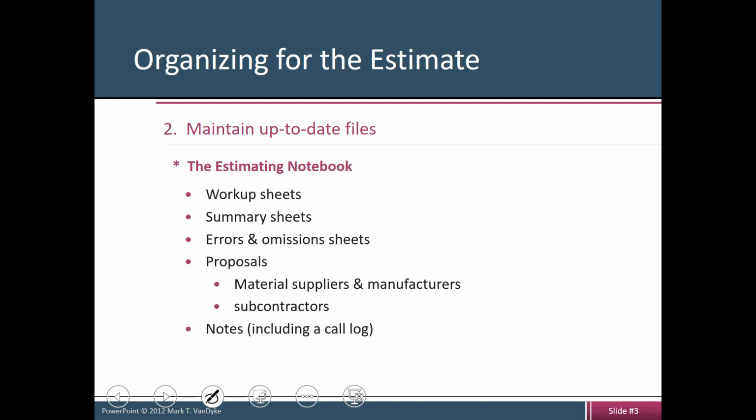In that notebook, you're going to have workup sheets, you're going to have summary sheets. Again, we are going to practice these. We're going to talk about all of these really one by one in class. And then you're going to have an errors and omissions sheet, especially if you are going to have proposals, materials and suppliers information, subcontractors quotations, and stuff like that. You're going to have to maintain a good record of your notes.